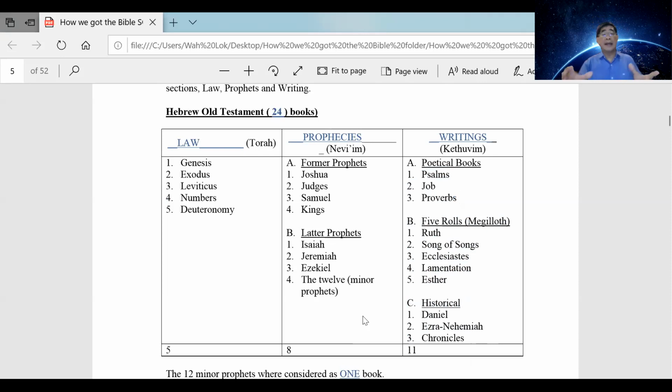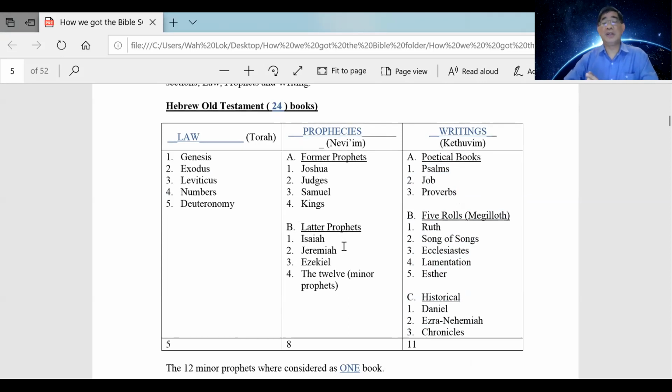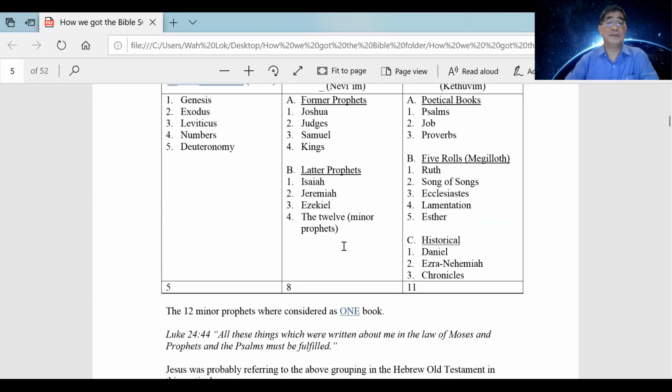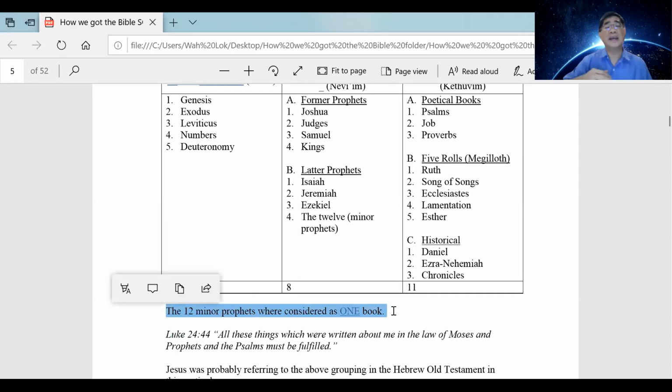So you can see that in the Hebrew Old Testament, First and Second Kings are considered 1 book, the 12 minor prophets are considered 1 book, and Ezra-Nehemiah is considered 1 book. Because of this different classification, we only have a total of 24 books in the Hebrew Old Testament. But the content is exactly the same as our present modern Bible.